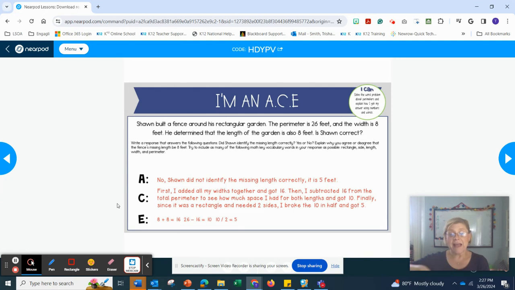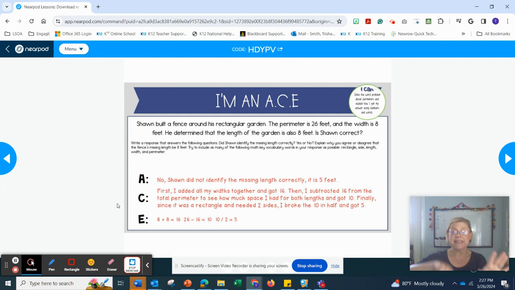First, I added all my widths together and I got 16. Then I subtracted 16 from the total perimeter to see how much space I had for both lengths, and I got 10. Finally, since it was a rectangle and I needed 2 sides, I broke the 10 in half and I got 5. And then E is where we explain, we show.